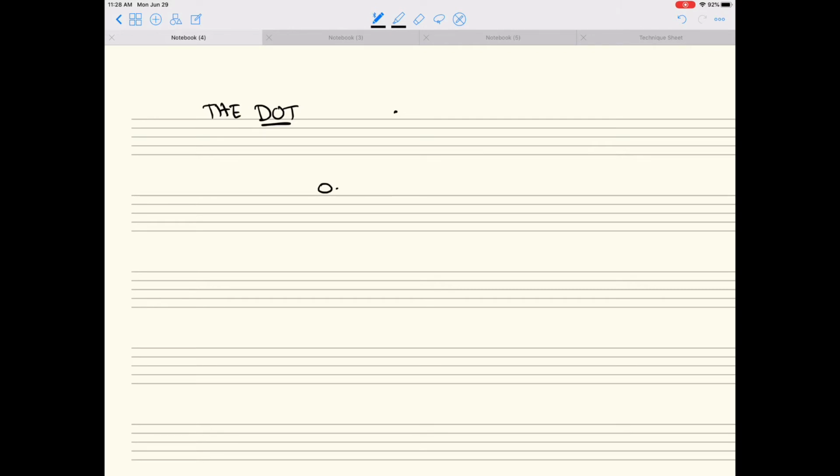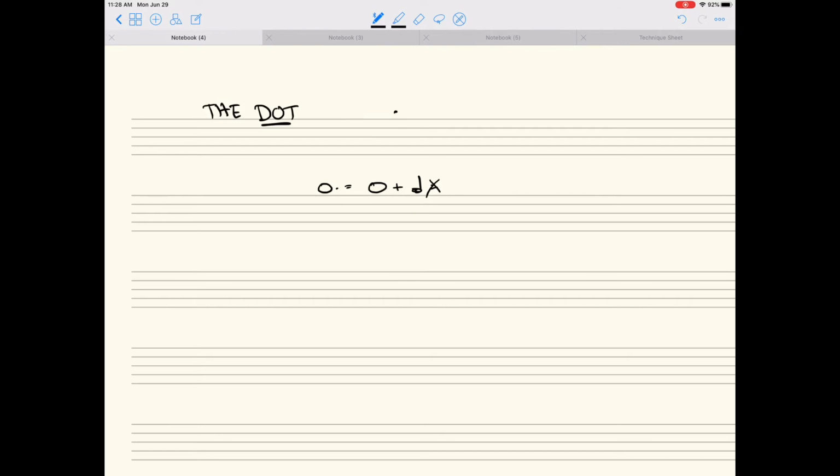If we dot a whole note, what are we doing when we dot anything? We are adding half of that note to its original value. So if we were going to write this out as a math equation, this equals this plus half of its value, which is that. Okay, so that's what that equals.